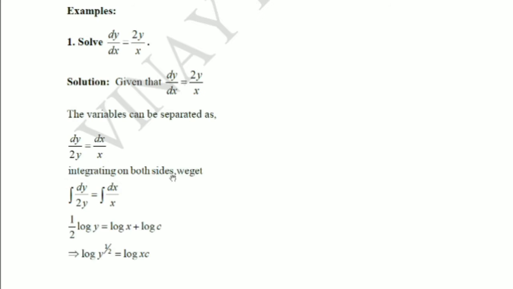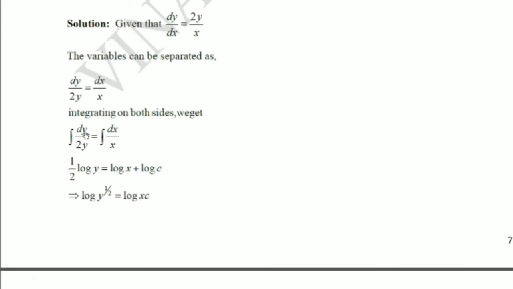So take integration on both sides. Then 1 by 2 is a constant, so I can write this one outside. 1 by 2 into integral of dy by y is equal to integral of dx by x. What is the integral of 1 by y with respect to dy? Yes, it is log y. So half into log y is equal to log x plus integration constant. Either you can write simply c or log c. It will not have any effect. So log c, arbitrary constant is log c.